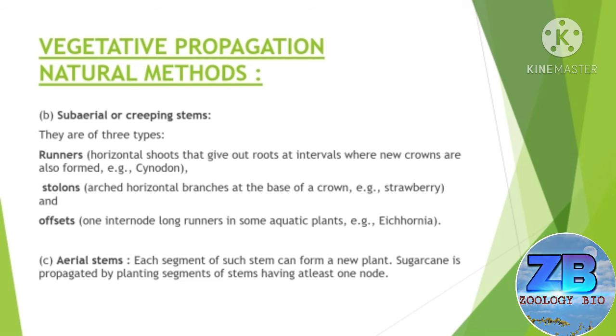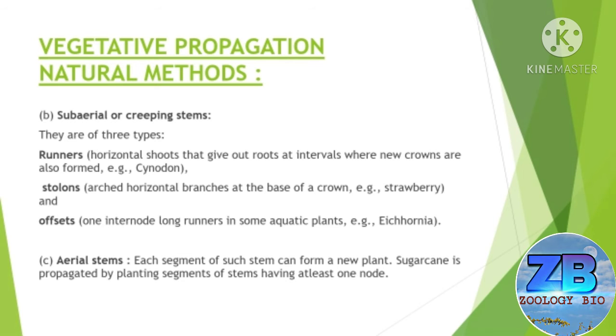The second one is subaerial or creeping stems. They are of three types. Runners, horizontal shoots that give out roots at intervals where new crowns are also found, like cynodon. Stolons, arched horizontal branches at the base of the crown, like strawberry, and offsets, one internode long runners in some aquatic plants like Eichhornia. The third one is aerial stems.